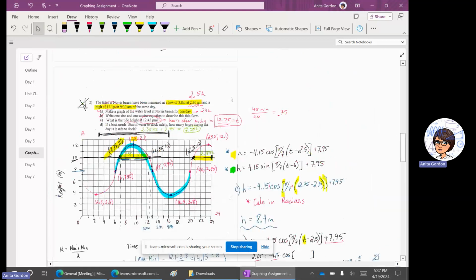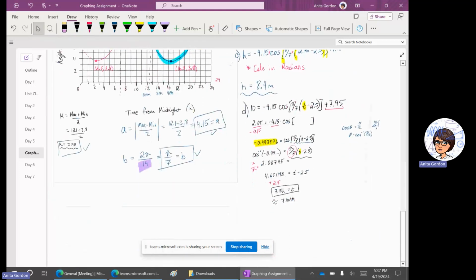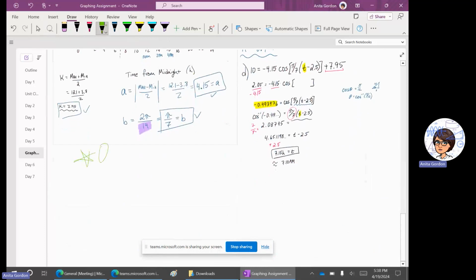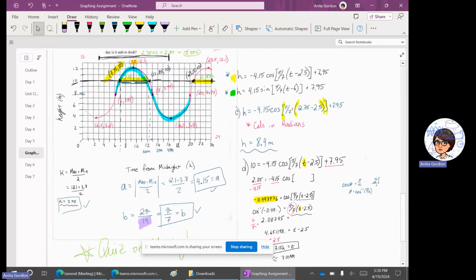And this question is a very good quiz question. Hint, hint, nudge, nudge. Quiz on Monday. Don't forget, it's going to be one question, one page, just like this.